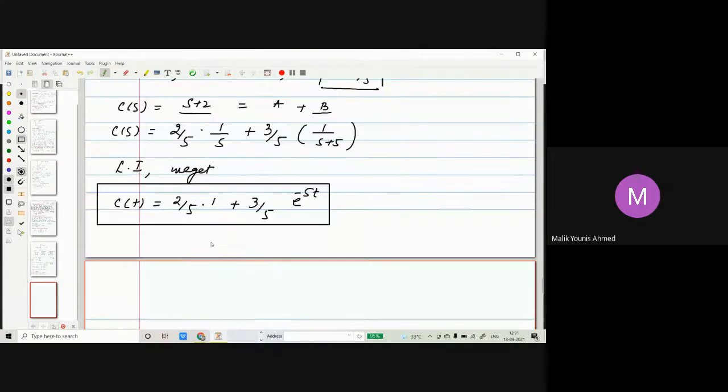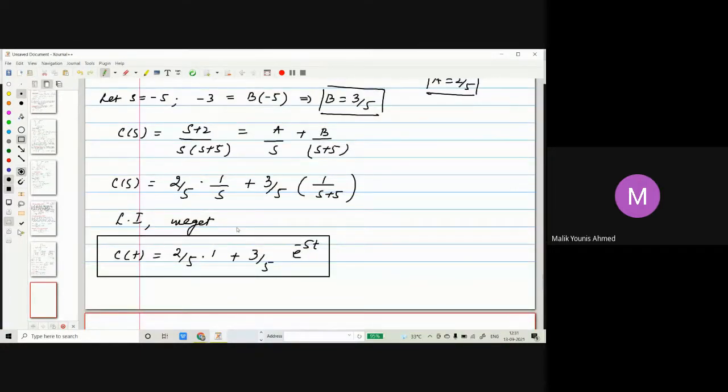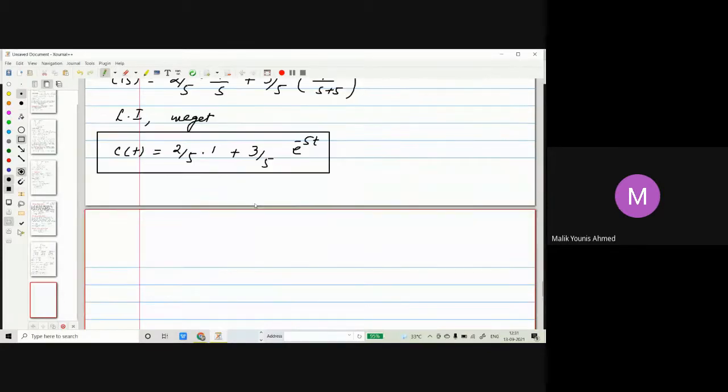Okay, let's move further. So now we are taking this as an example of the first order system. From the development summarized in equation number 1, we can draw the following conclusions.